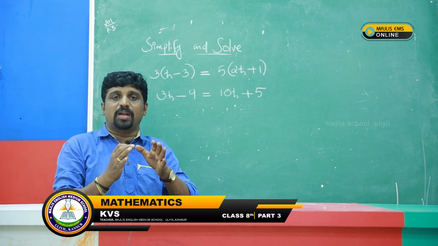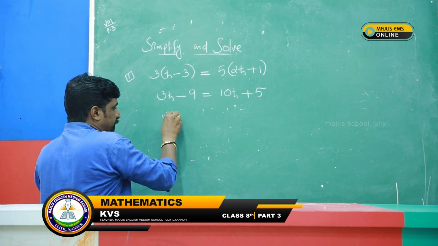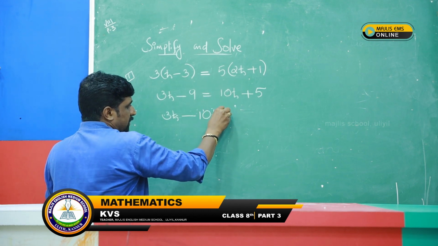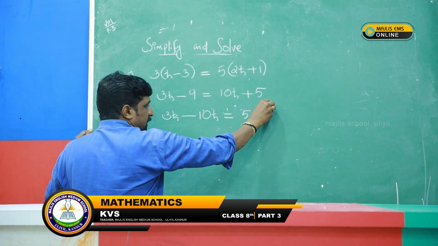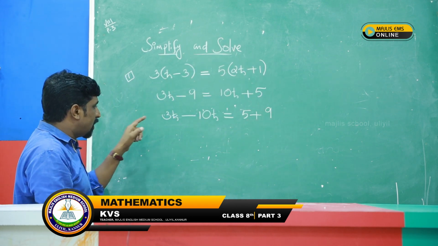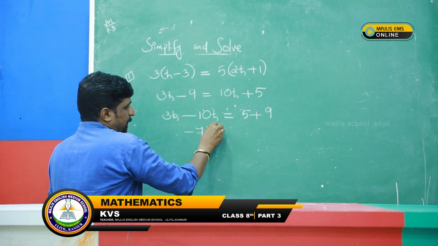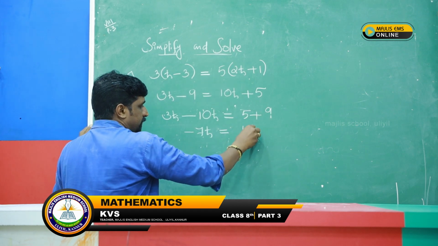After that we take the variables to one of the sides. Here 3t is there, 10t can be taken to this side, that is minus 10t, equal to 5 already there, and minus 9 can be taken to that side, so it becomes plus 9. Now 3t minus 10t becomes minus 7t equal to 5 plus 9, that is 14.